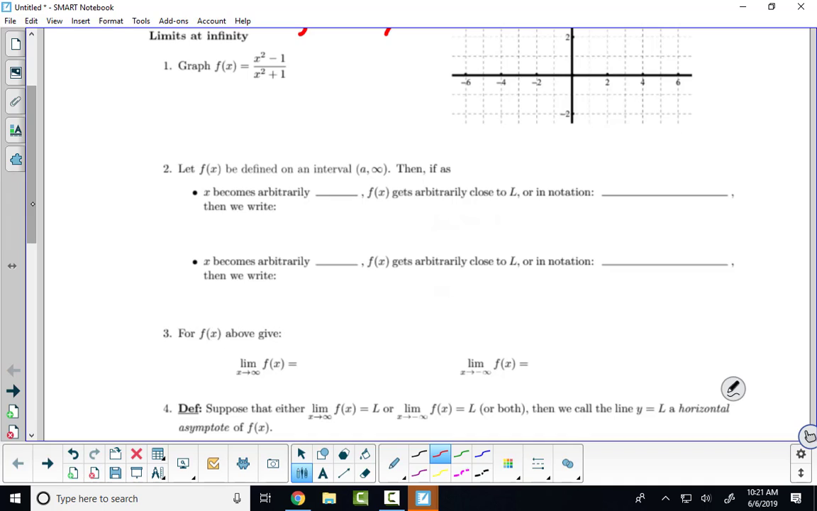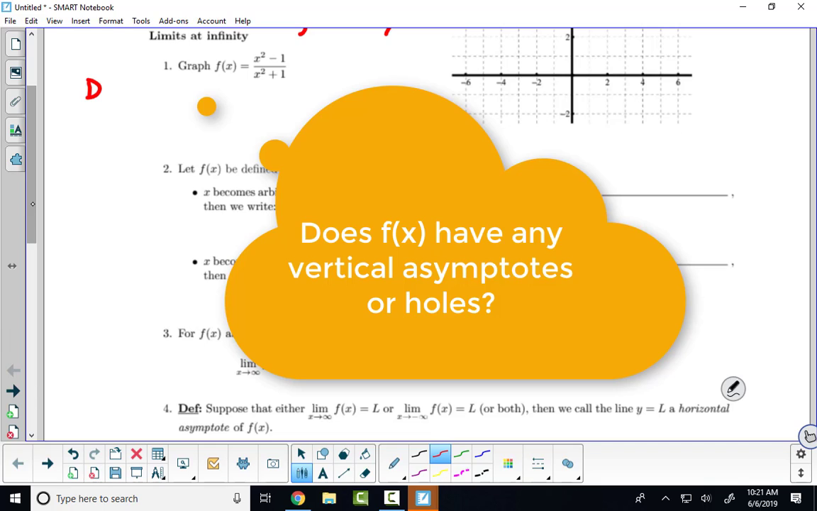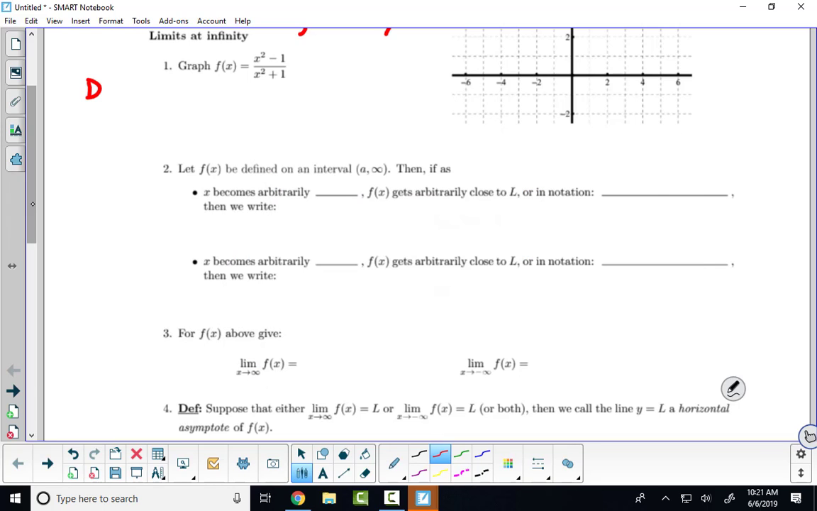Here I want to look at the graph of this function right here. f of x equals x squared minus 1, all divided by x squared plus 1. Okay? First of all, let's ask this question. Does this function have any vertical asymptotes or holes? Peyton, you're shaking your head. No. x squared equals -1. Yeah. What's the domain of this? What's the domain of this function? What am I allowed to plug into this function?